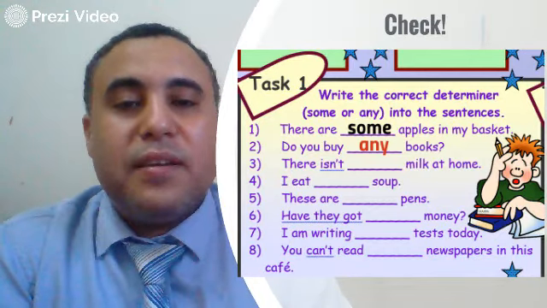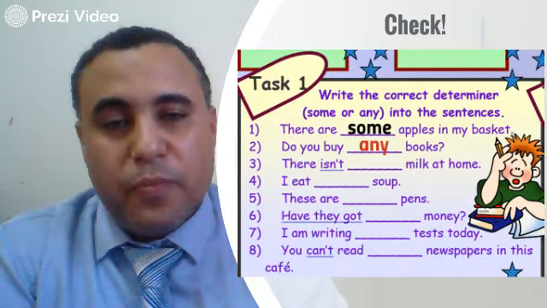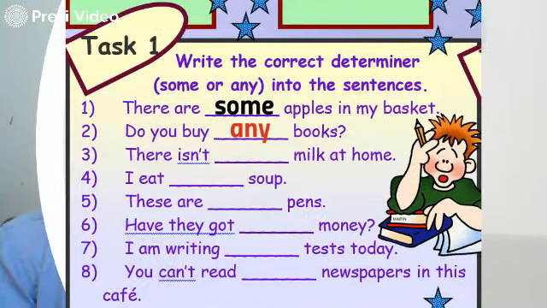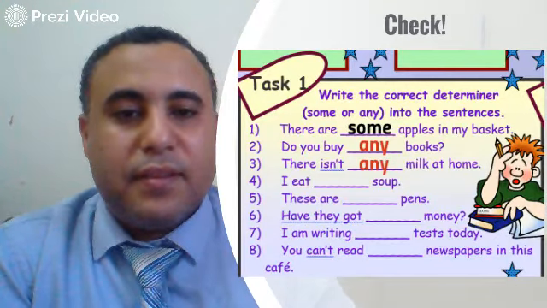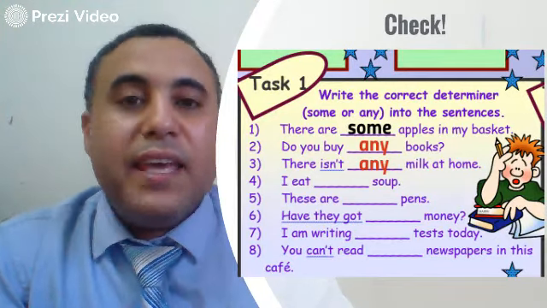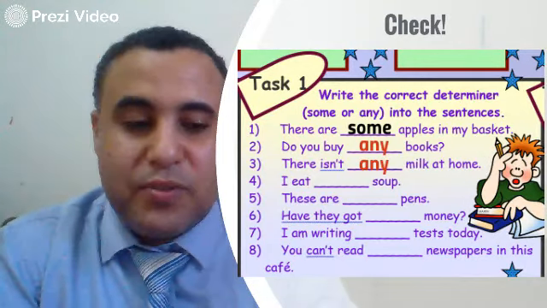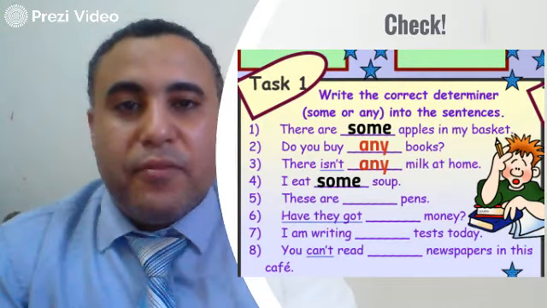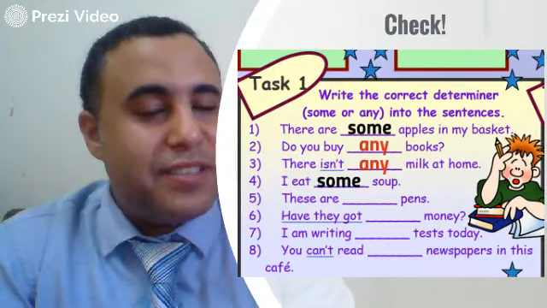There isn't milk at home. Excellent. Any milk. There isn't any milk at home. That's right. I eat soup. I eat some soup. Excellent. Some. A positive sentence. Number 5. There are pens. There are some pens.